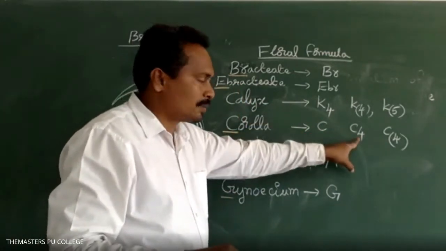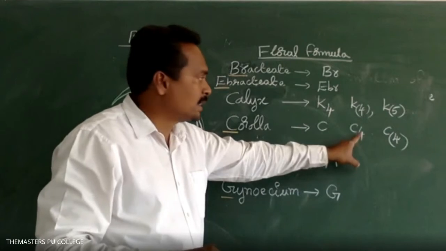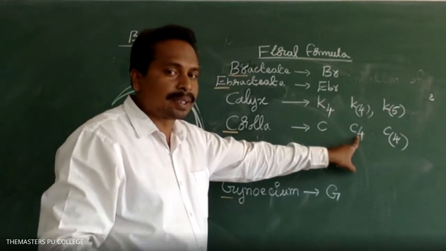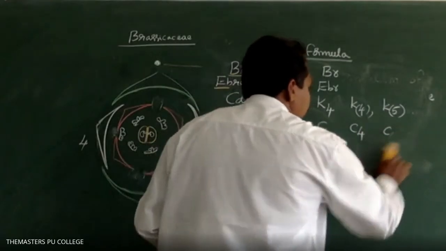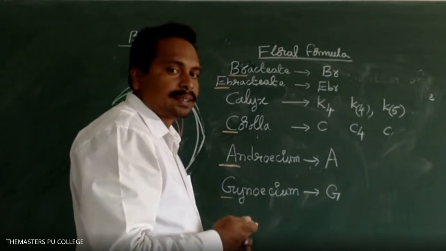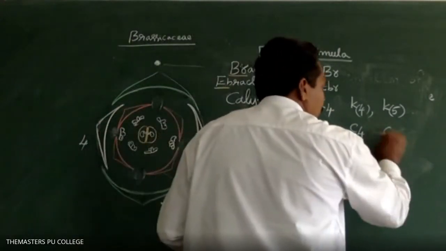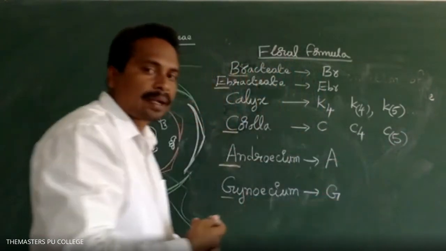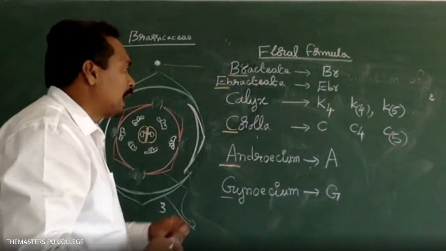The number C4 indicates free petals. 4 free petals. So in some of the plant species, the petals are fused with each other. That may be 4 or 5 or more than 5. Then it should be kept in a bracket. Right. Androecium.